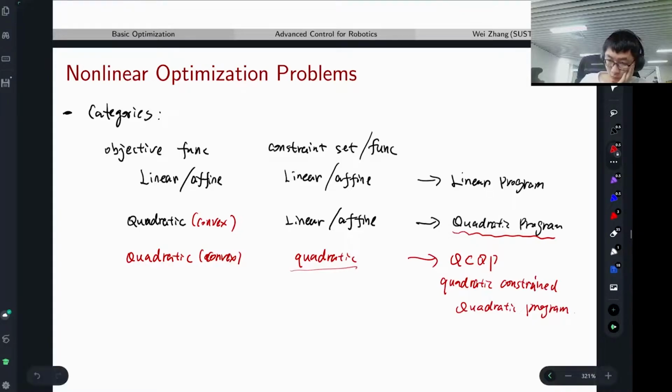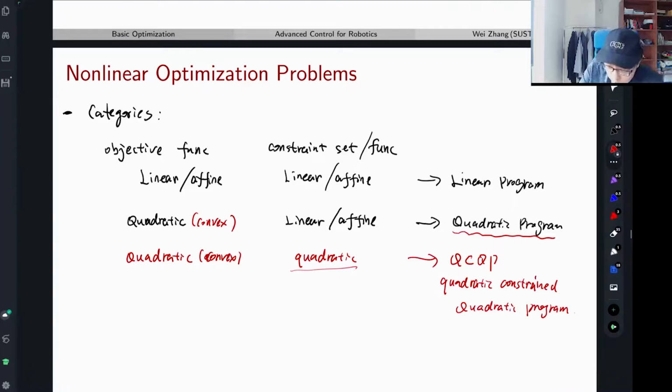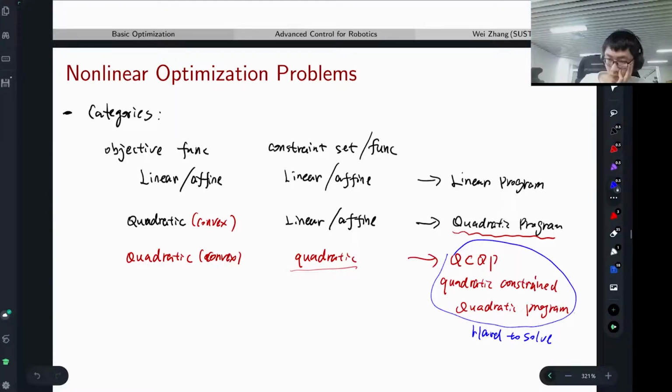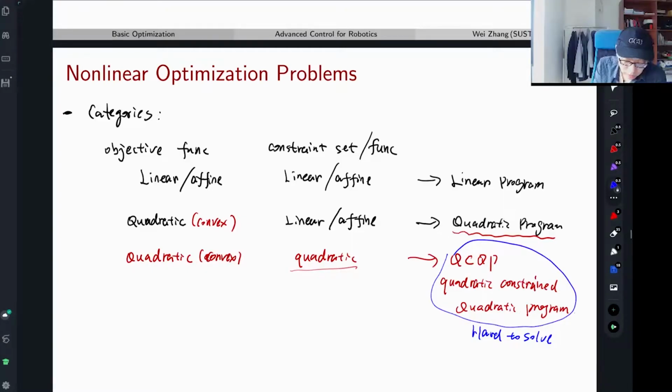Most of the time, this part may not be convex. So that gives us pretty hard problems, since in general this can be very hard. This can be hard to solve. Let's assume the cost is still convex. If the cost is not convex, it is another story.